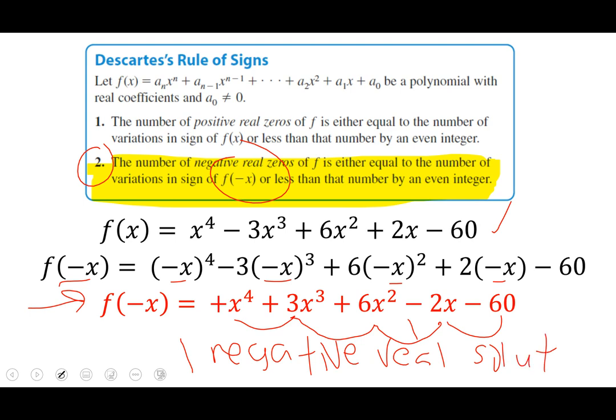And that actually is a good piece of information, because there's only 1 negative real solution, which means if I find a negative rational root, that has to be the only one, and then I no longer have to test any of the negatives.